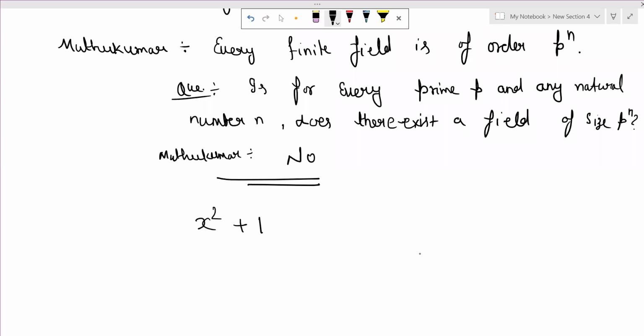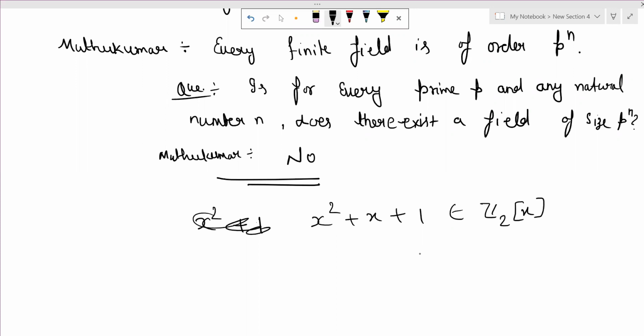Okay, so let me modify this polynomial. I just want to give you a 2-degree polynomial: x square plus x plus 1. What will be its root? At 0 it will be 1, at 1 it will be 1, right? So it belongs to Z2[x], this polynomial. So check that.